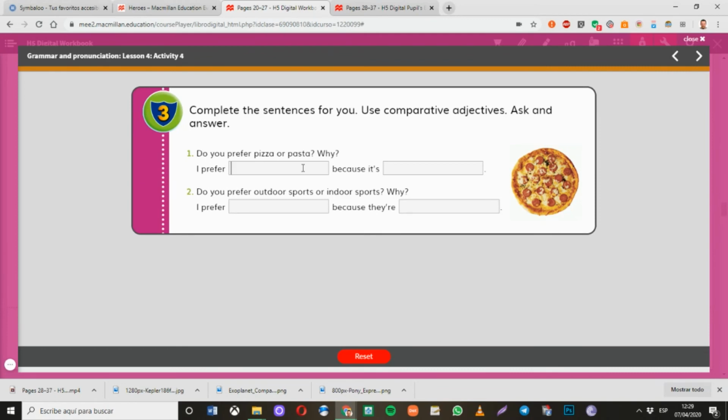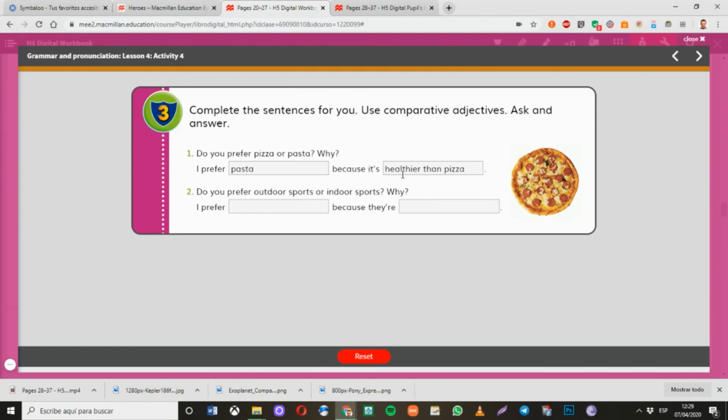So, for example, I would say, I prefer pasta because it's healthier than pizza. That will be a possible answer. ¿Tú prefieres pizza o prefieres pasta? ¿Por qué? Yo prefiero pasta porque es más sana que la pizza. Yeah? If your sentence is different, it's okay. Don't worry. Okay? But please try to write the comparative form correctly. That's very important.